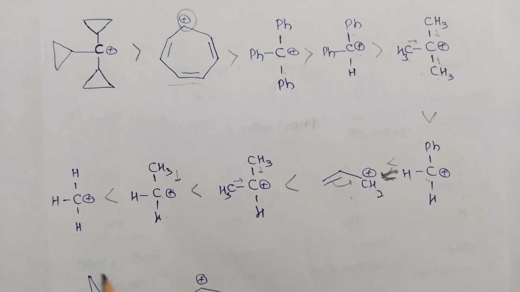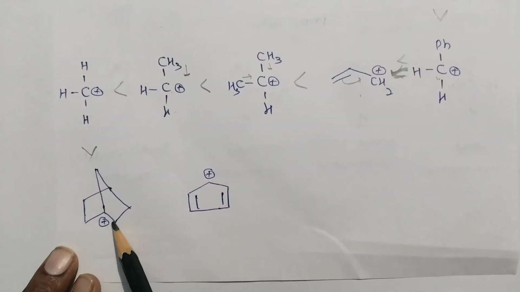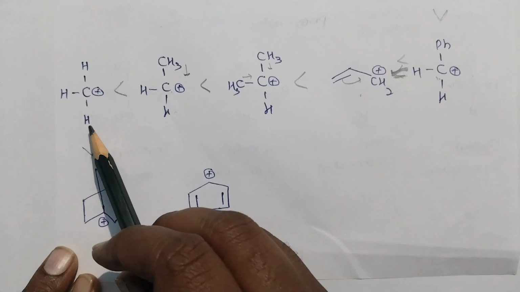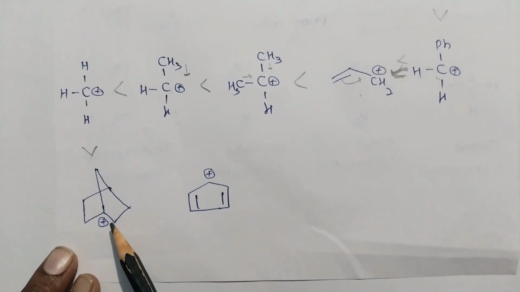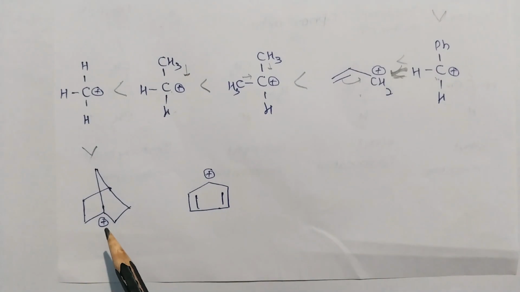And the next one is this. This is less stable than this methyl carbocation, because the primary requirement for the formation of a carbocation is planarity. Planarity is the primary requirement, because here there is no planarity. This carbocation is not planar, hence this is unstable. The formation of this is highly unstable, so there is no formation of this type of carbocations because there is no planarity, hence this is highly unstable.